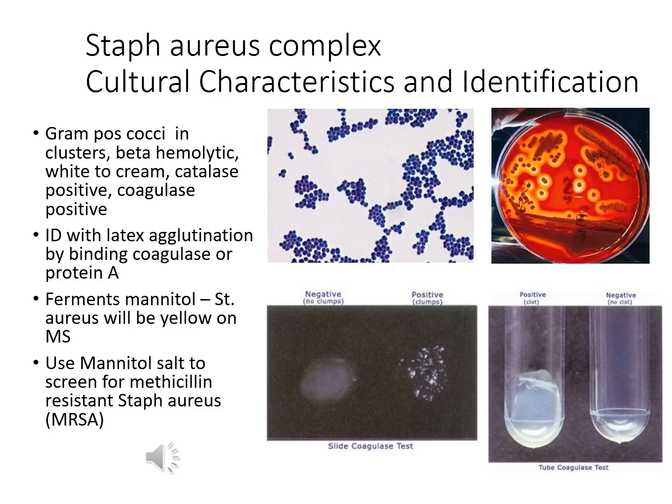Generally we can do a quick ID for Staph aureus based on latex agglutination that binds the coagulase or the protein A. Staph aureus will also ferment mannitol, so it will be yellow on a mannitol salt plate, and you can also use mannitol salt to screen for methicillin-resistant Staph aureus, or MRSA. So any Staph aureus needs to be screened for methicillin resistance, and if it's positive, it needs to be reported as such.